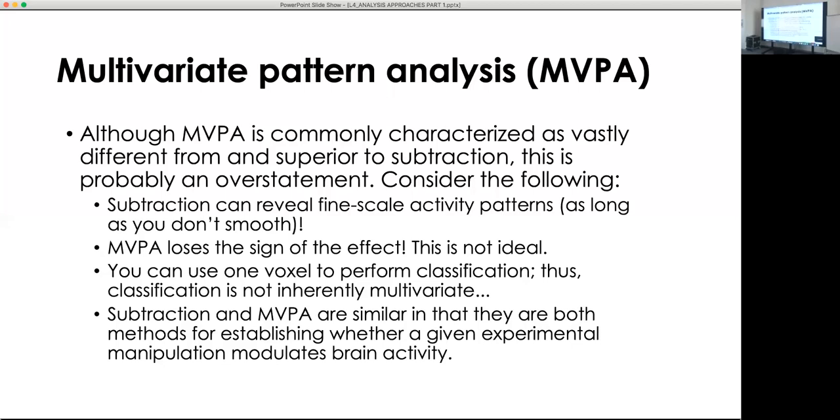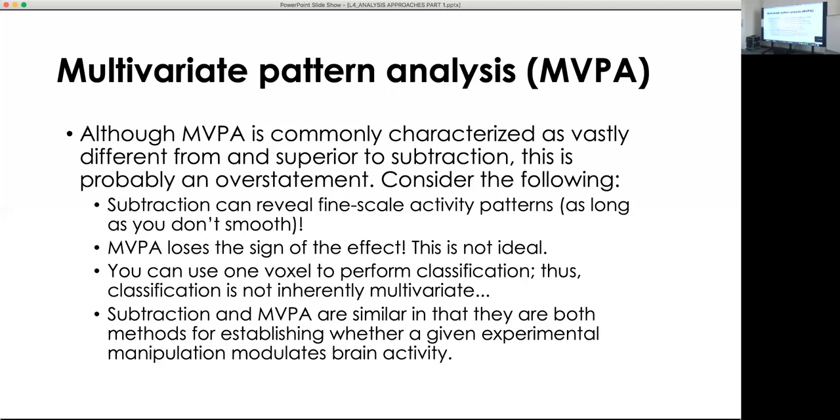So there's a 2 by 2 again. There's subtraction, MVPA, and I guess there's one element of that table that no one really does, which is univariate classification. Someone should do that. You could do it.